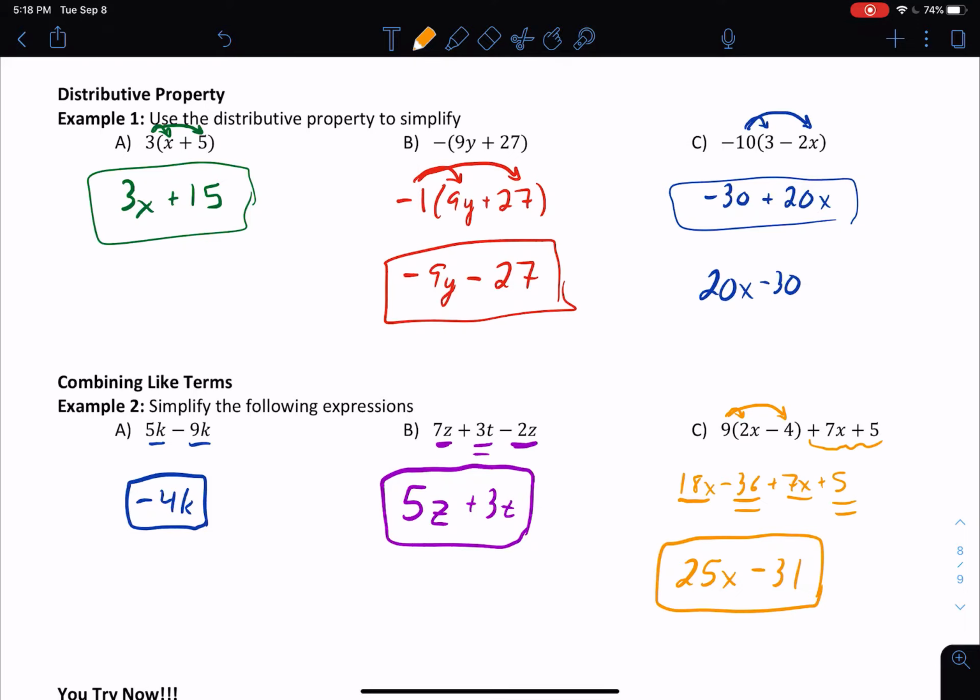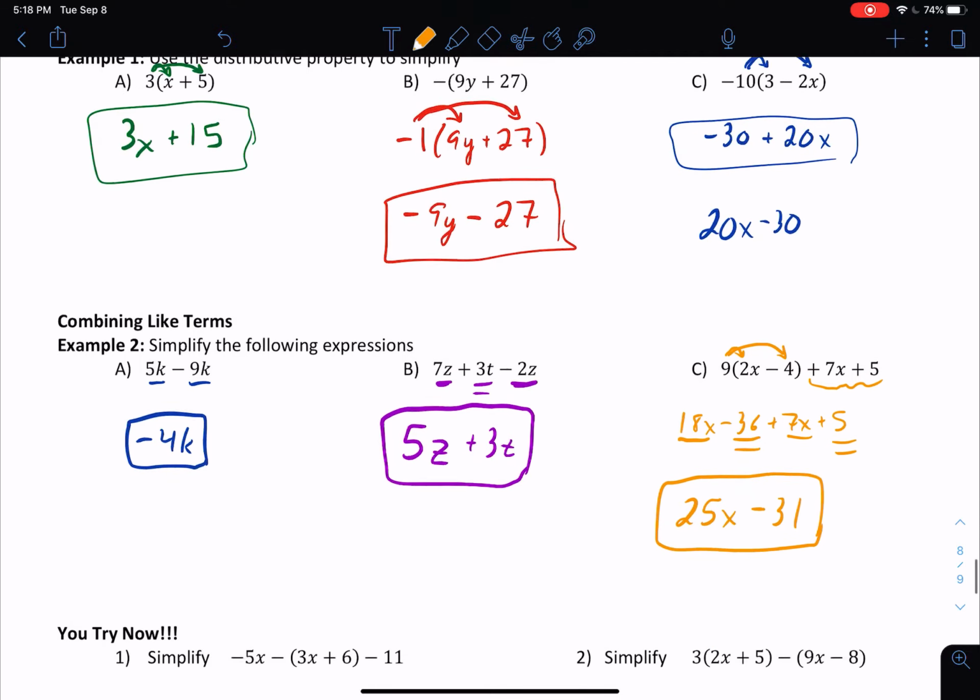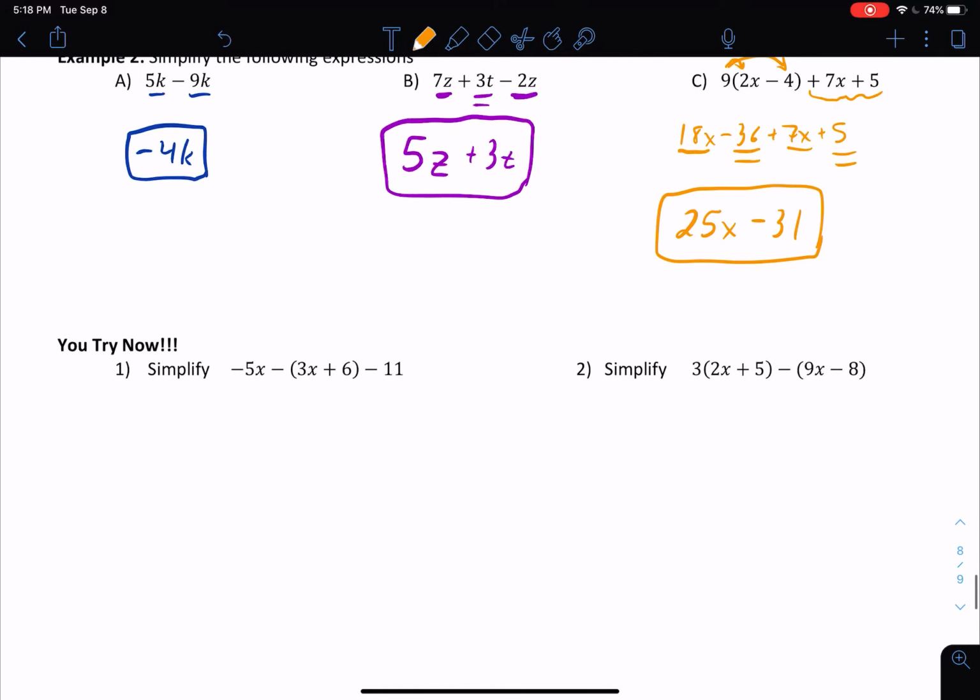All right, so that is how we're going to be simplifying expressions. Let me scroll down, show a couple you try nows that you can work through. Let me know if you have any questions.